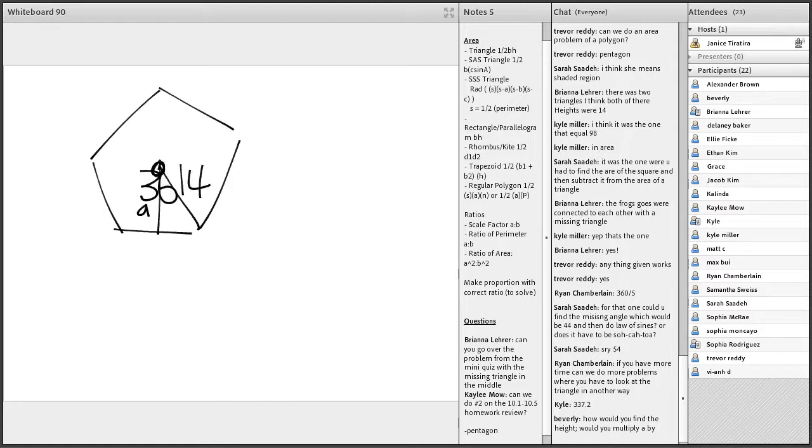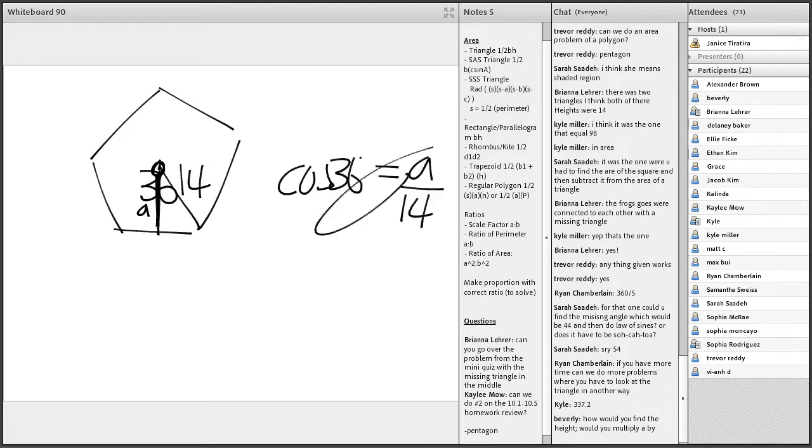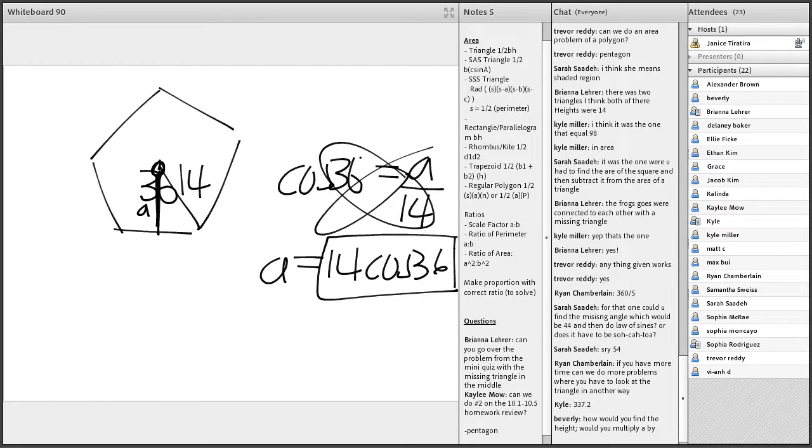Okay, step 1. We need to find the A, which is the apothem, not the height. We're not finding height. So step 1, this is cosine 36, which is equal to A over 14. Cross multiply, you'll get A equals 14 cosine 36, and we're going to save that for later. That's the apothem, not the height, nothing to do with height. I would not be able to find height. That is not the goal here.